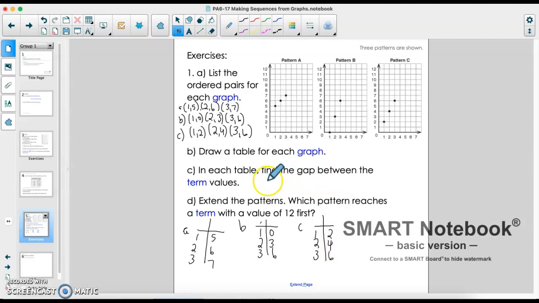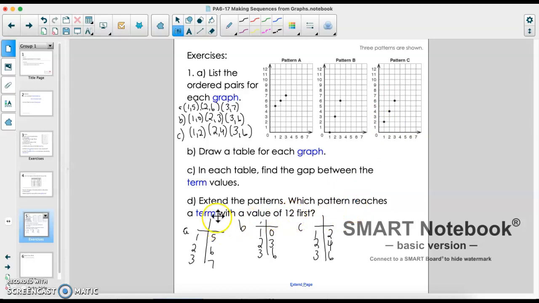It says in each table, find the gap between term values. Here the gap is 1, which means the vertical distance is 1. We can see this on the coordinate grid here. The dots are going up by 1s. In B, the vertical gap between the term values is 3. So it goes from 0 to 3 and then 3 to 6. Again, you can see it's going up by 3 each time. And in pattern C, the gap is 2. It's going up by 2 vertically.